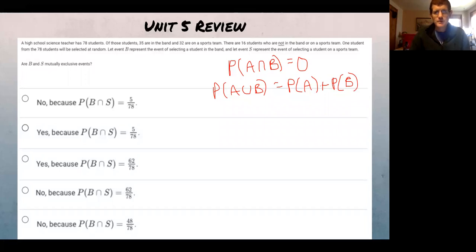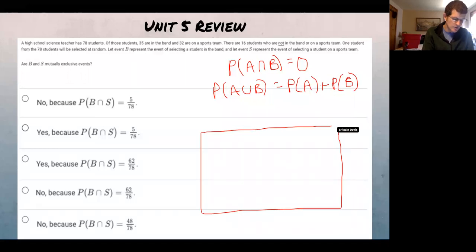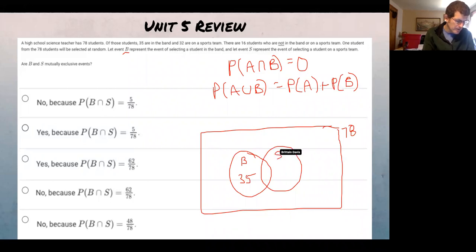Okay, so let's actually set up a Venn diagram first of all. There are 78 students overall for this high school science teacher. So there's 78 in the total amount. Of those, 35 are in band. I'm going to use B. They tell me to use B as this event. 35 are in band. Sports, we've got 32. And the people who are not in sports is 16.